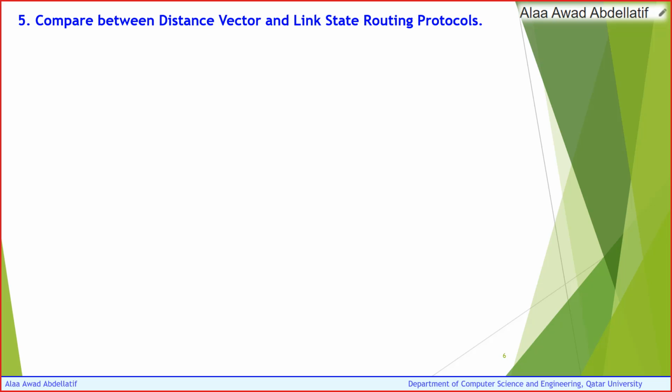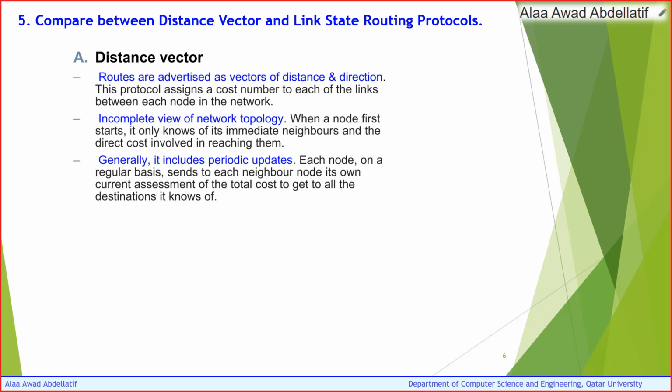Another question, compare between distance vector and link state routing protocols. All this is a categorization of our routing protocols. We have static routing and dynamic routing. Inside dynamic routing, we have interior gateway routing protocols and exterior gateway routing protocols. Inside the interior gateway routing protocols, we have distance vector and link state routing protocols. Here we need to compare between distance vector and link state routing protocols.